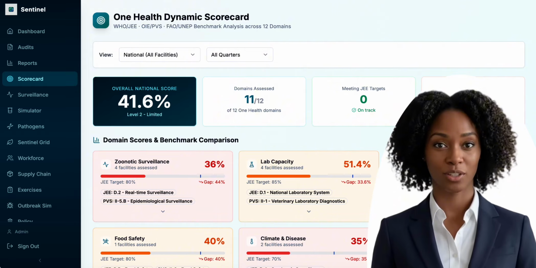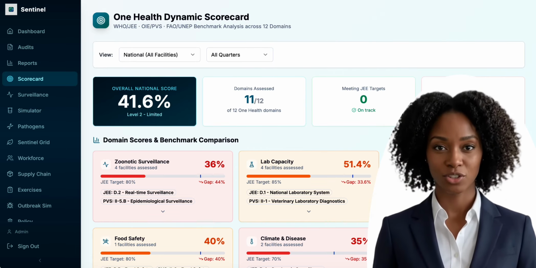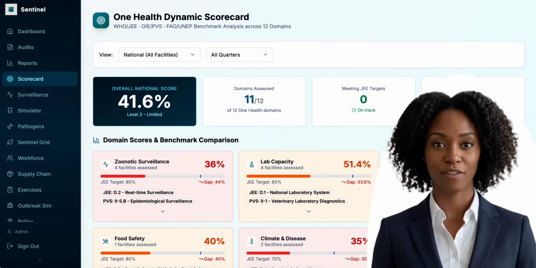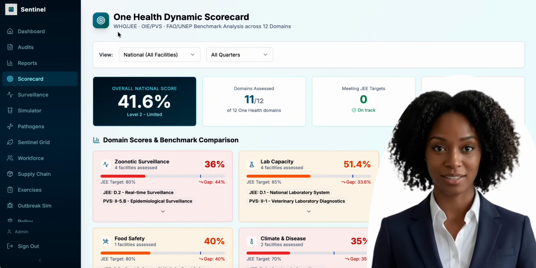In the next tutorial, we will examine One Health Sentinel surveillance feature. This functionality enables multi-species event tracking and integrates AI-powered threat analysis to enhance early warning capabilities across human, animal, and environmental health sectors.